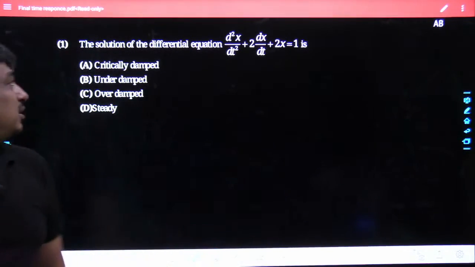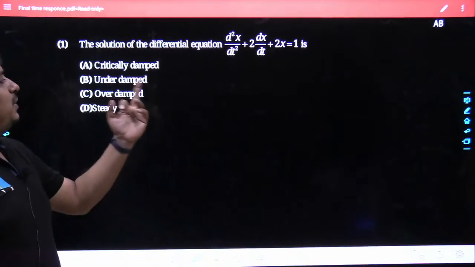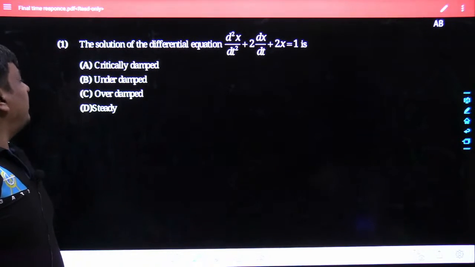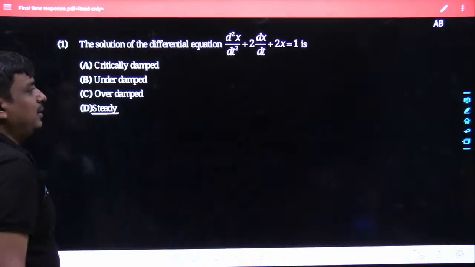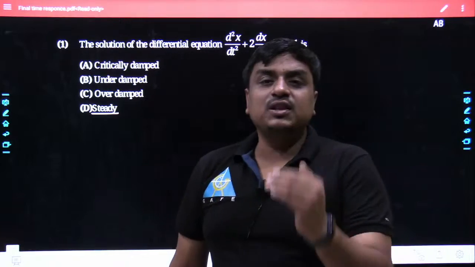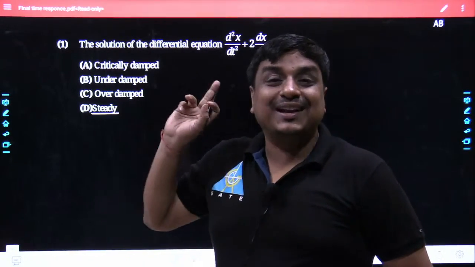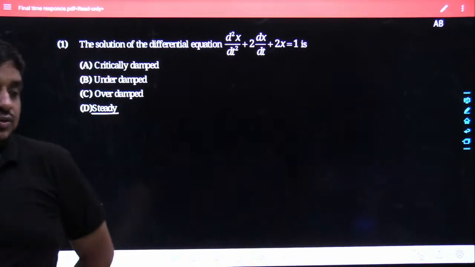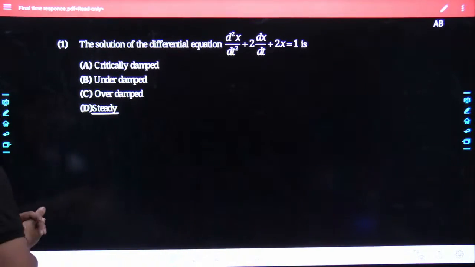The problem states the solution of the differential equation d square x by dt square plus 2 dx by dt plus 2x equals 1 is critically damped, underdamped, overdamped, or steady. Tell me. And I know many of us would not be able to relate the problem with the concept of the standard second order system. That is why this problem was taken as the first problem where most of us would get trapped. This is what my design problem is. So I want the perfect answer for this particular question.